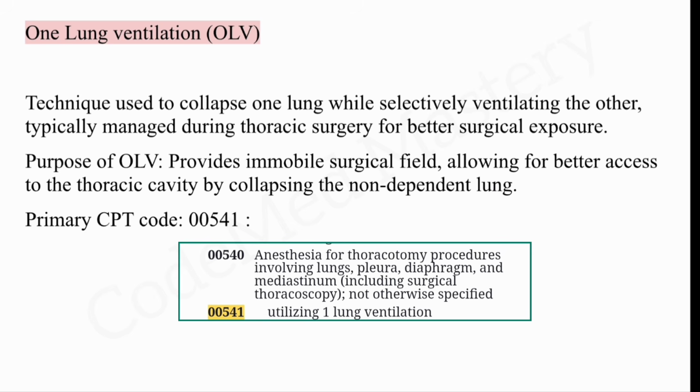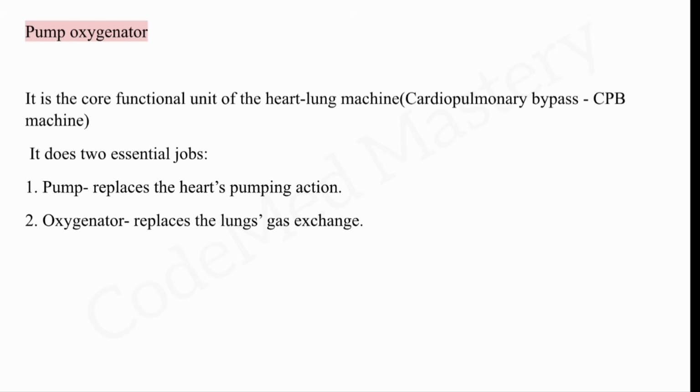Next, let us learn about pump oxygenator. So you have to know what is a pump oxygenator. Pump oxygenator is a core functional unit of the heart-lung machine. So heart-lung machine is cardiopulmonary bypass machine, right? So this pump oxygenator is the core functional unit of the heart-lung machine. It does two essential jobs. One is pump, it replaces the heart's pumping action, and second is oxygenator, it replaces the lungs' gas exchange. So this is the job of pump oxygenator.